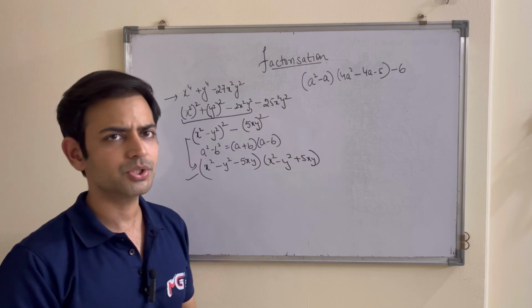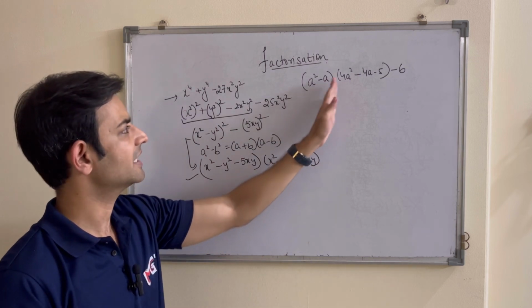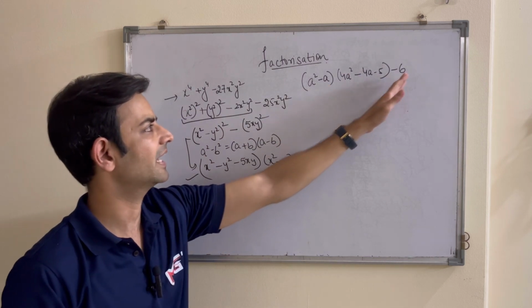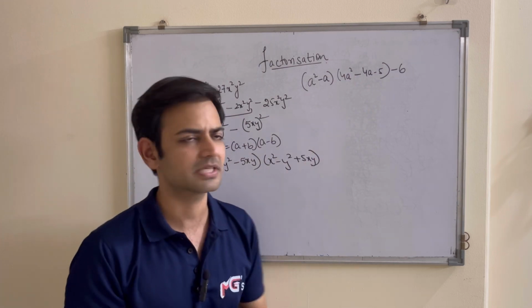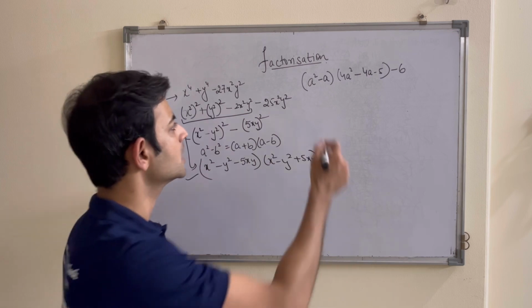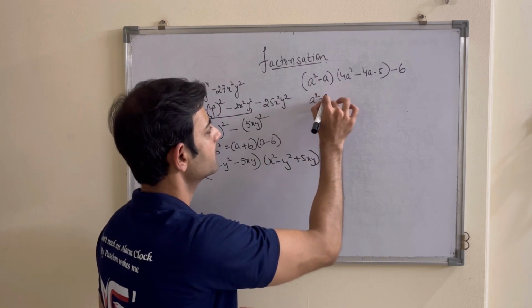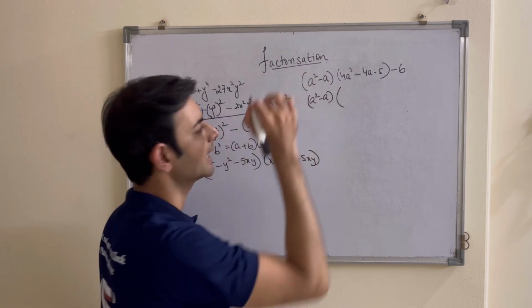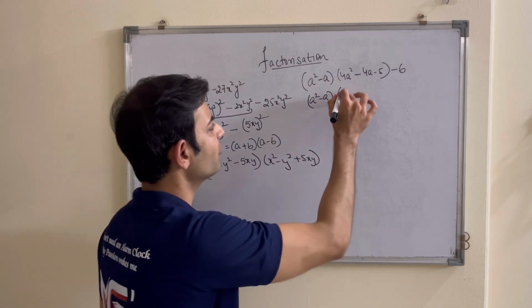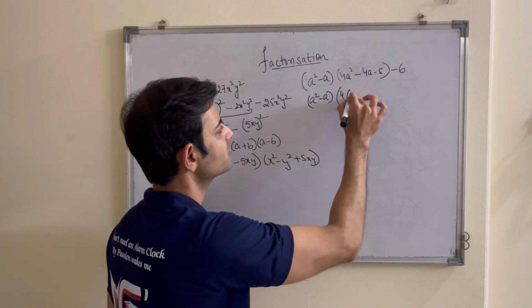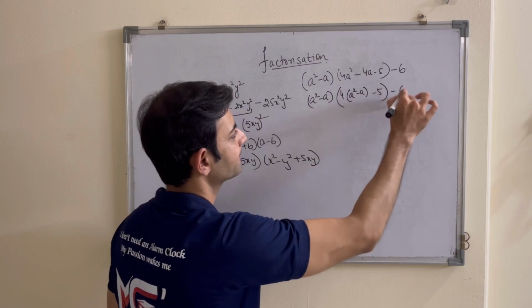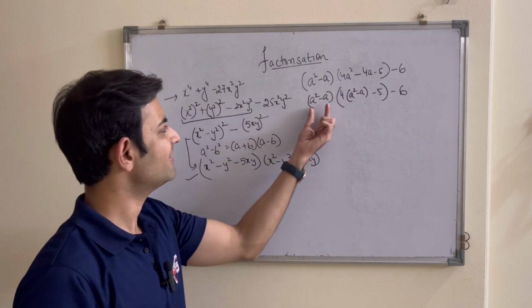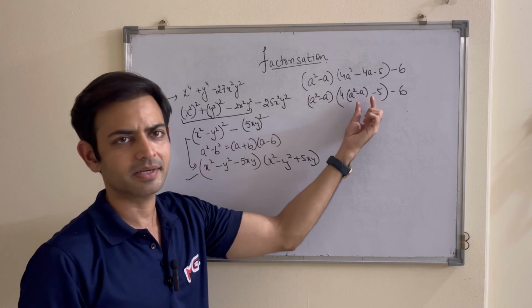We have one more question here, which is 4 times (a square minus a) square minus 4 times (a square minus a) minus 5, minus 6. So what we'll do is we'll first try to simplify this one in a grouping way. So I have here a square minus a. I can take 4 common here. So I'm left with a square minus a minus 5 minus 6.